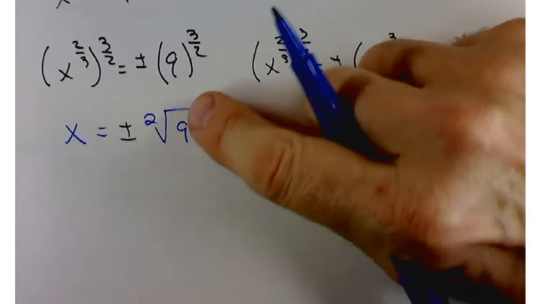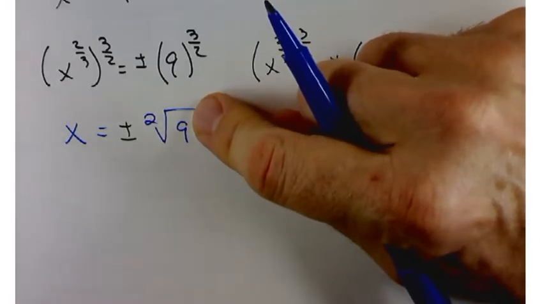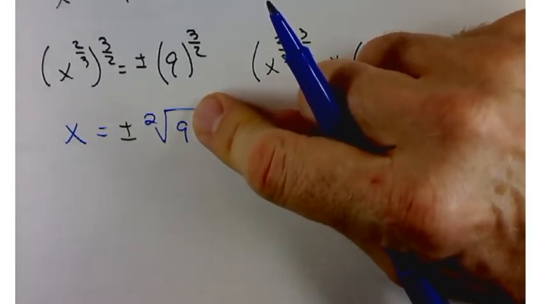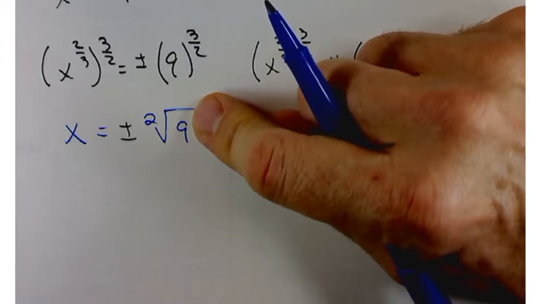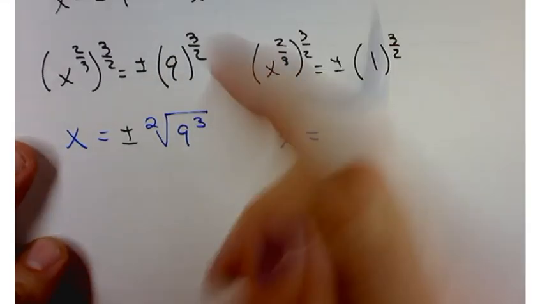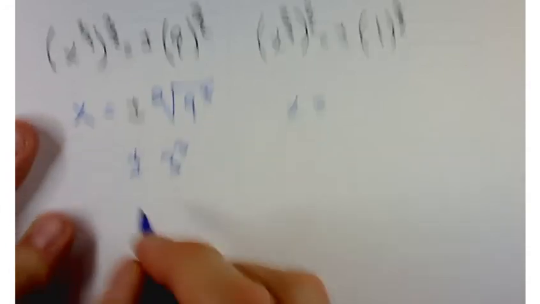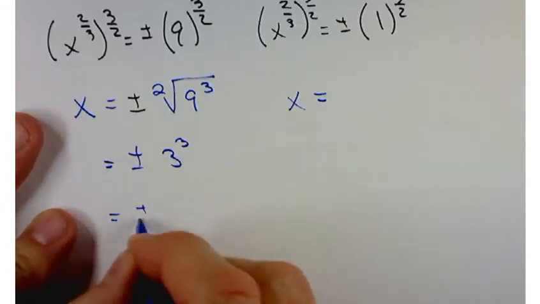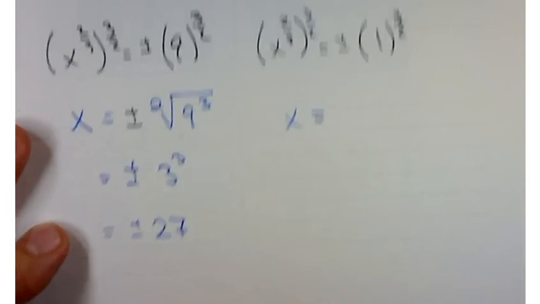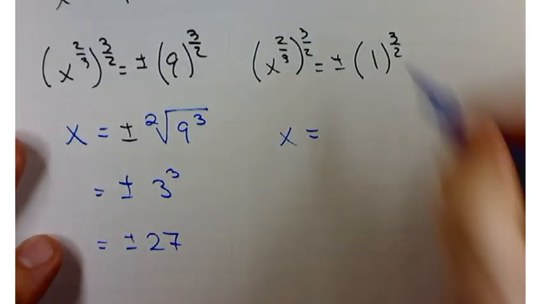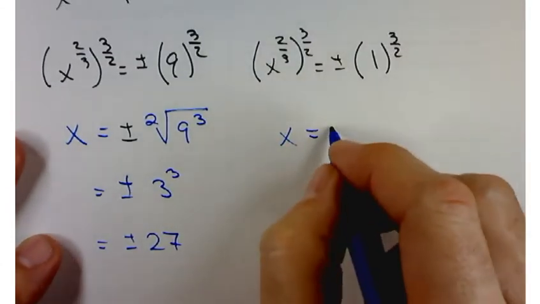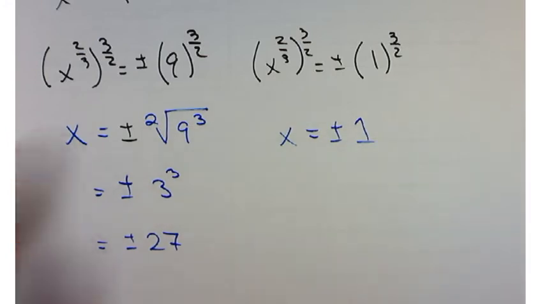Now when you do these, let's make our life easier on ourselves. Let's do the square root part first. What's the square root of 9? 3. Plus or minus 3, but I didn't use the cube. What's 3 cubed? 27. Yay. And then over here, 1 to any power is just 1, so I'll get plus or minus 1 for my other two solutions.